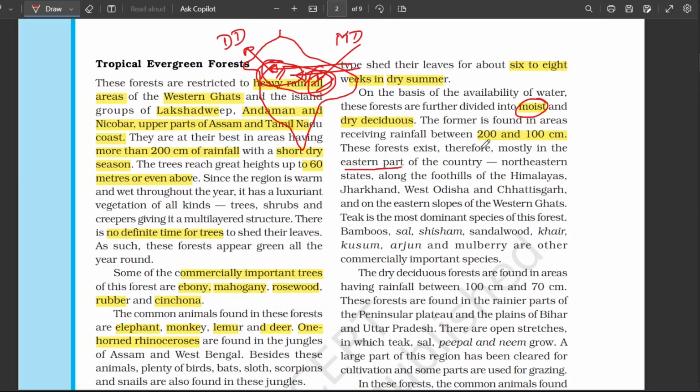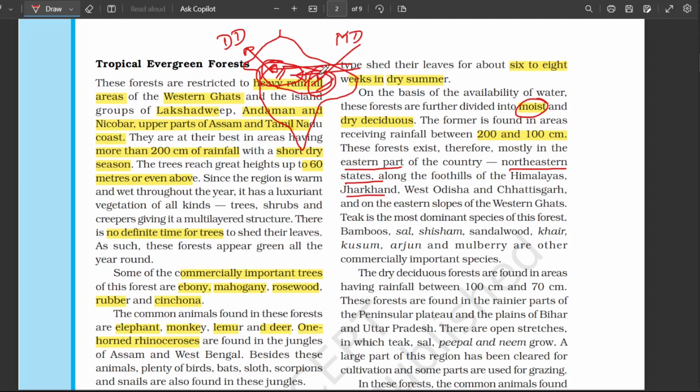The former is found in areas receiving rainfall between them. These areas are, therefore, mostly in the eastern part of the country, northeastern states along the foothills of the Himalayas, Jharkhand, West Odisha, Chhattisgarh, and on the eastern slopes of Western Ghats.